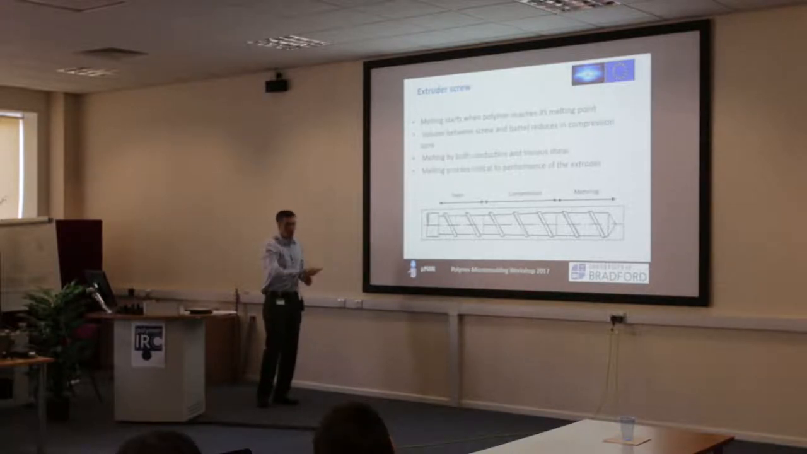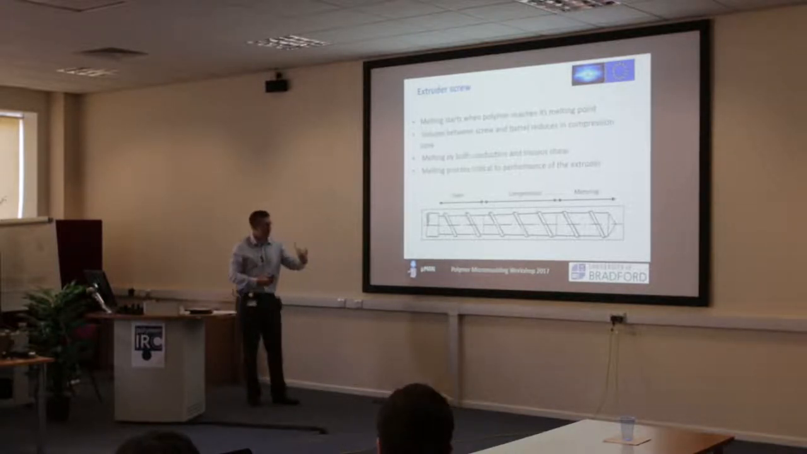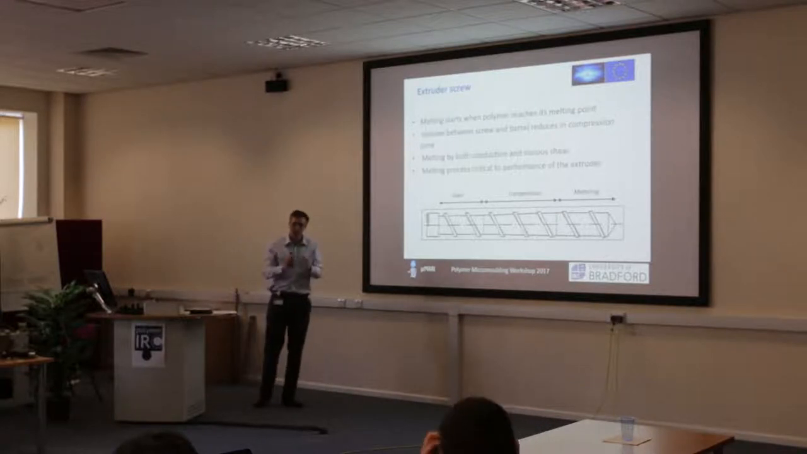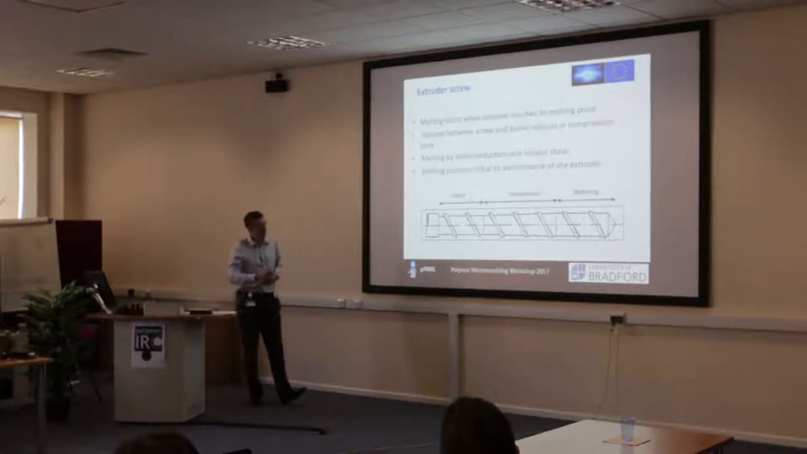We have the feed zone, where we take the solid pellets. Then we have the compression zone, where this is gradually melted. And then the metering zone, where it's just fed to the die, so that the melted polymer is fed to the die to give us a nice, stable flow with a constant pressure through the die.